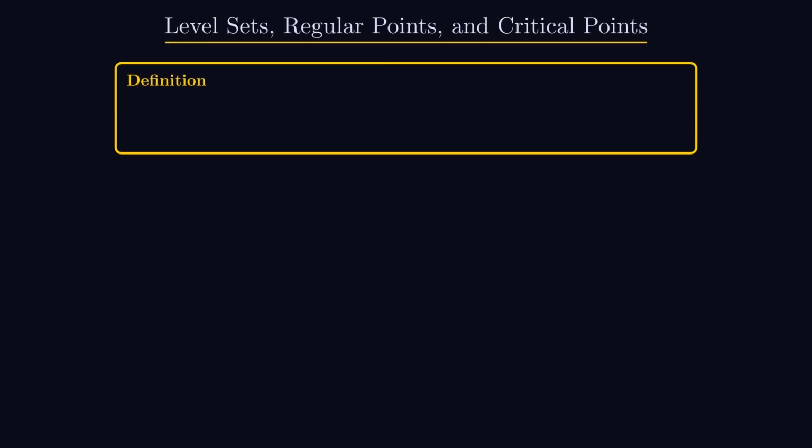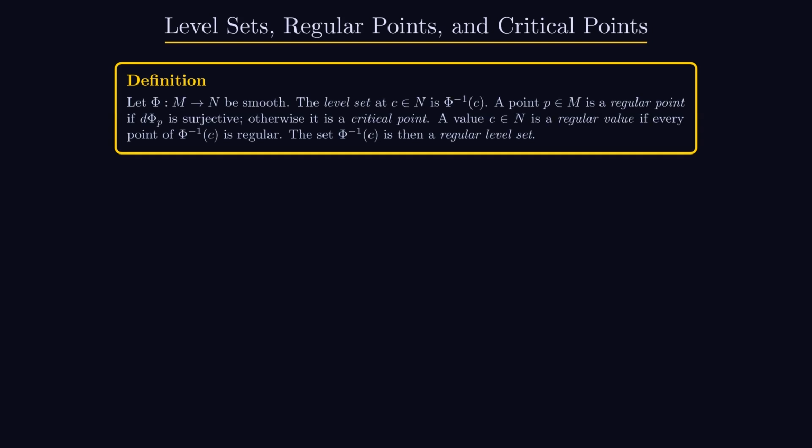A level set of a smooth map phi from M to N at a value C is the preimage phi inverse of C, the set of all points in M mapping to C. A point P in M is a regular point of phi if the differential d phi at P is surjective as a linear map from the tangent space of M at P to the tangent space of N at phi of P. If d phi at P fails to be surjective, P is a critical point.